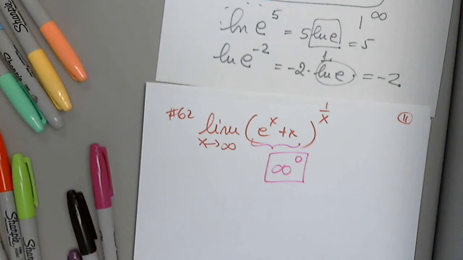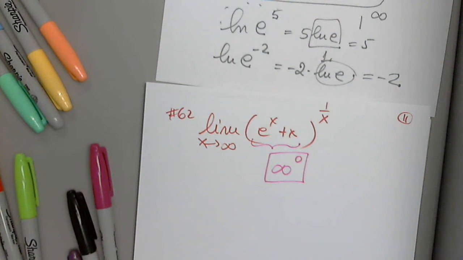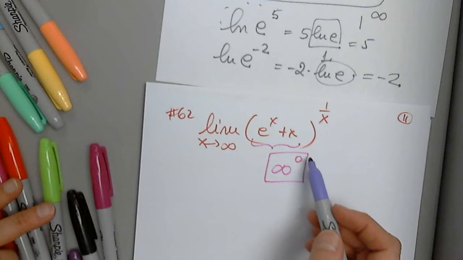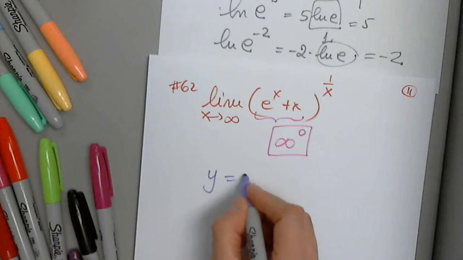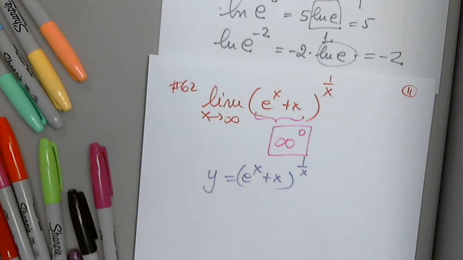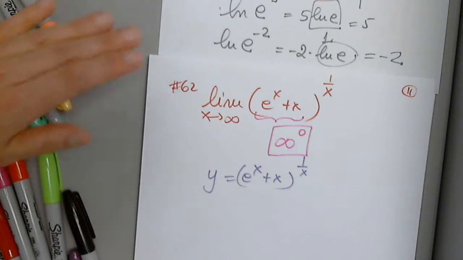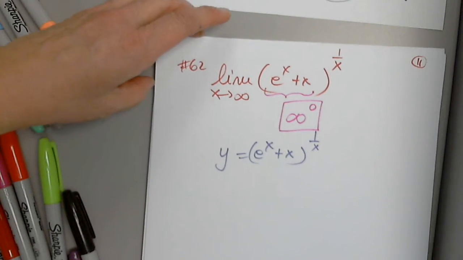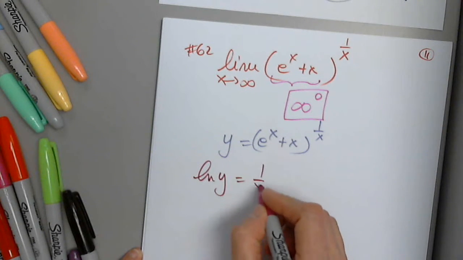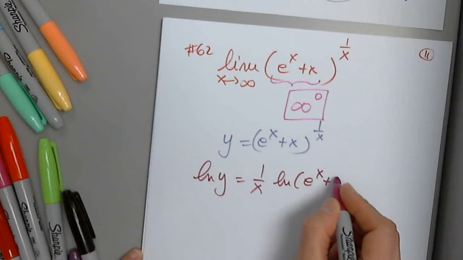However, for the power ones, we do have a treatment. What is the treatment called? The treatment is called natural log, right? For a power like this, we say y equals e to the x plus x raised to 1 over x. Our next step would be to write natural log y equals 1 over x natural log of e to the x plus x.